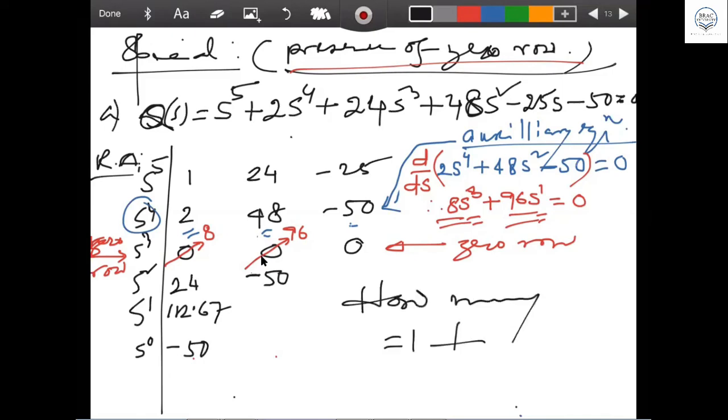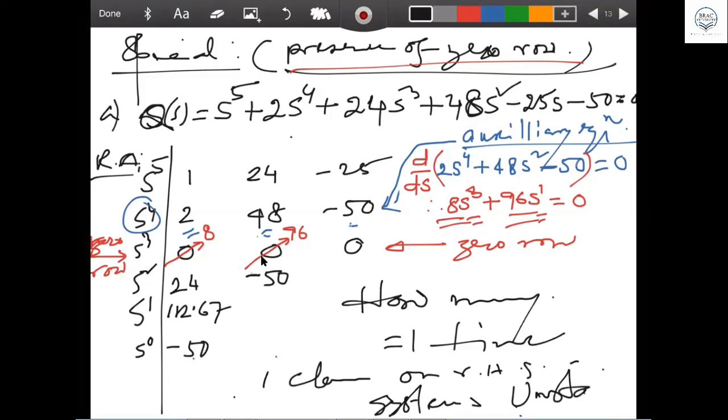One time means how many poles on the right half plane? One pole on the right half plane. You have to write this statement, remember. System is what? Unstable. Still unstable, because at least one pole on the right half plane means the system is unstable. This is how we can solve a different type of problem based on the Routhian array. Using the Routhian array, we can find this.